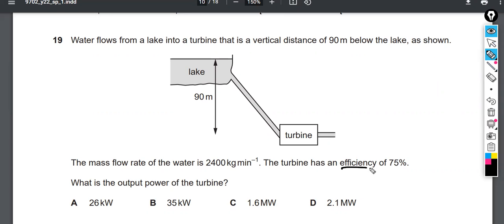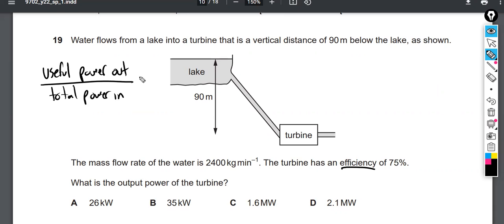I kind of want to anchor my thoughts on efficiency, right? So give us the efficiency. Let's remind ourselves that efficiency is the useful. Since all of our answers are in power, we could define efficiency in terms of either energy or power. Let's begin with the end in mind: the useful power out over the total power in. And they're saying that that's only 0.75.